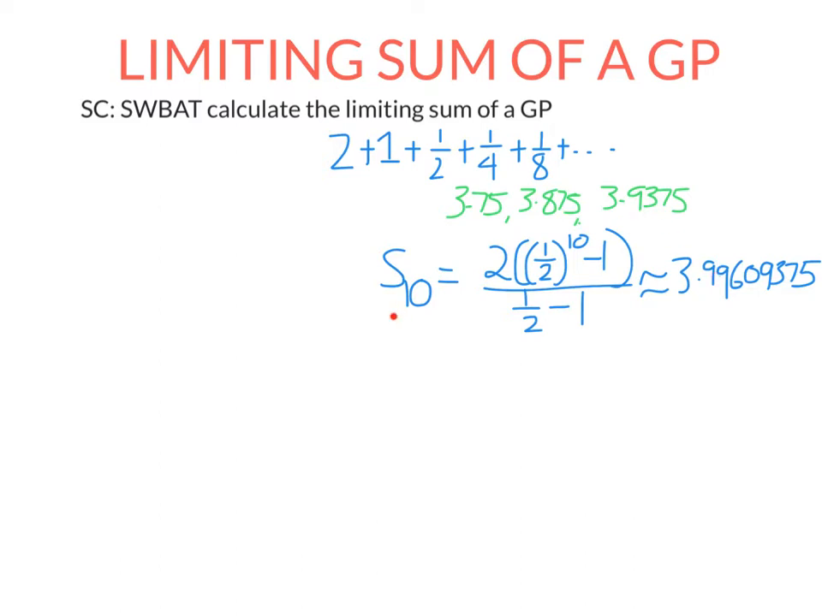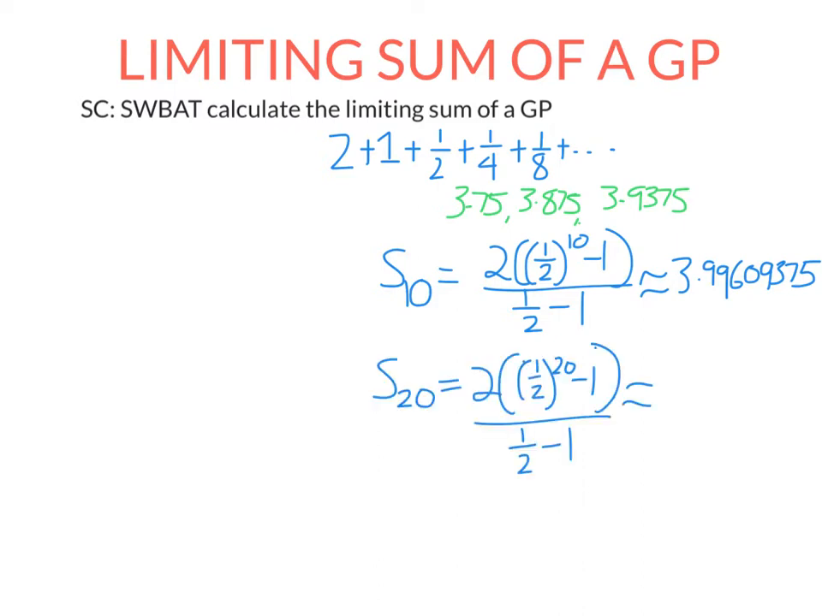Let's look at what the sum would be after 20 terms. So, using this formula for S20, if I put this on my calculator, I get 3.99999 and then 61853. You can see that going from the sum of the first 10 terms to the first 20 terms, I hardly added anything at all. And again, that's because each term is getting so small.